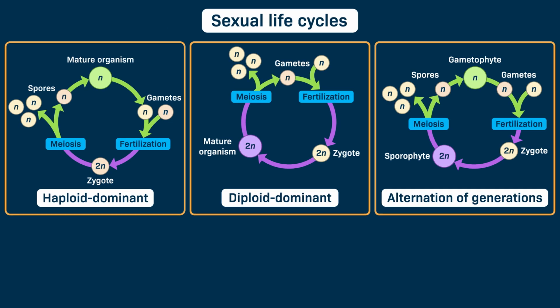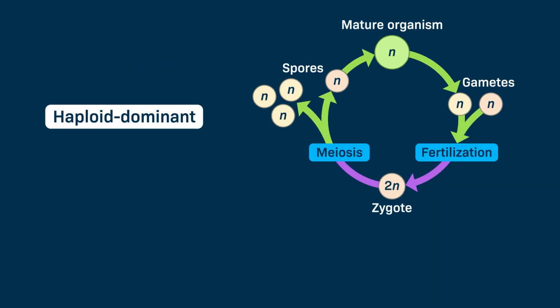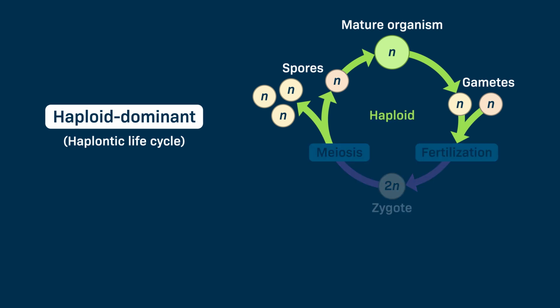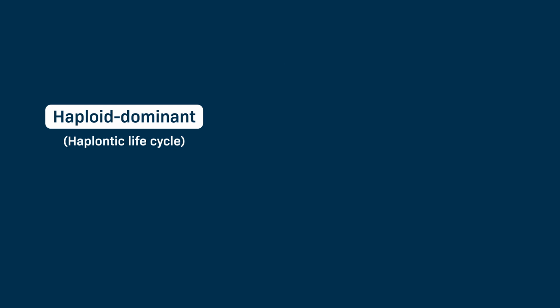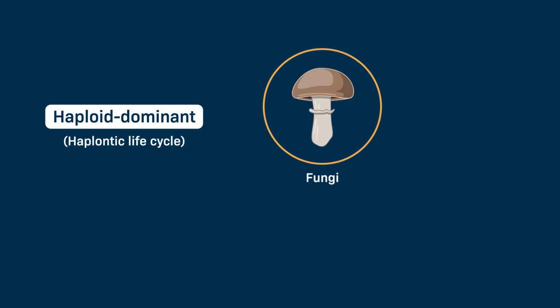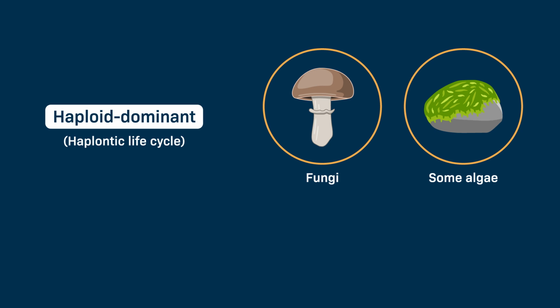Now let's examine the key differences between the three sexual life cycles. In a haploid-dominant, also called haplontic life cycle, all life stages are haploid, except for the zygote, which is diploid. Examples of organisms that have this kind of life cycle include fungi and some algae.